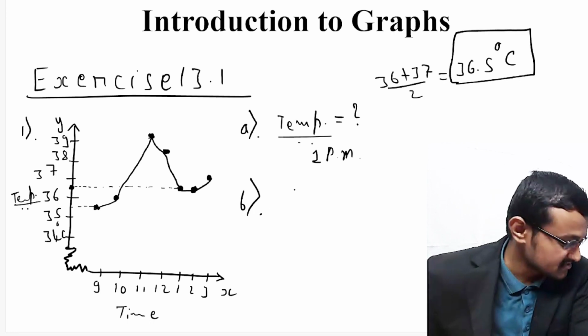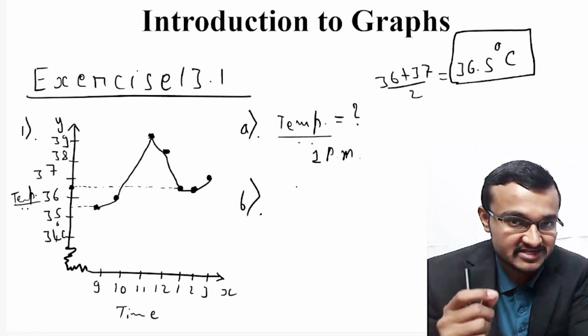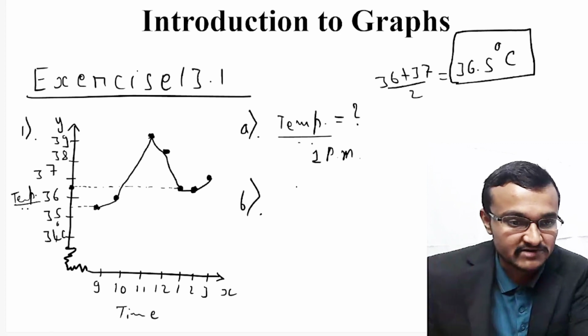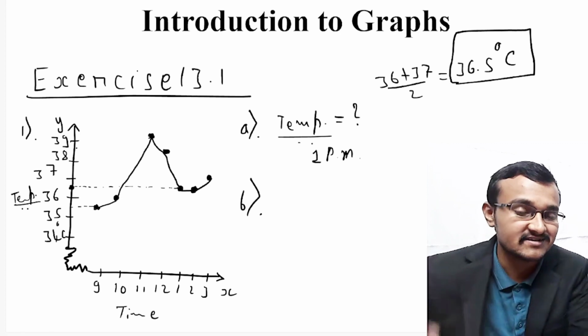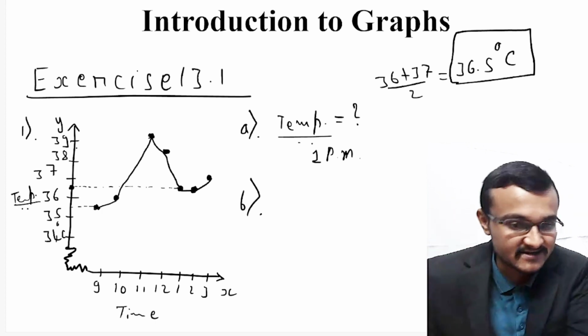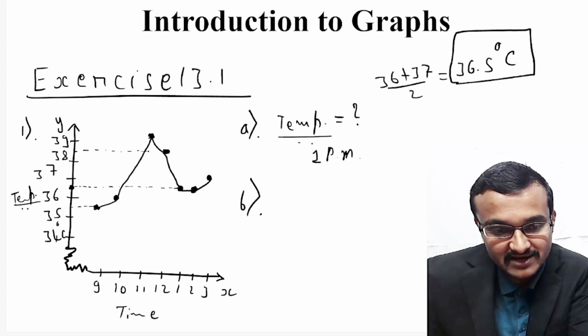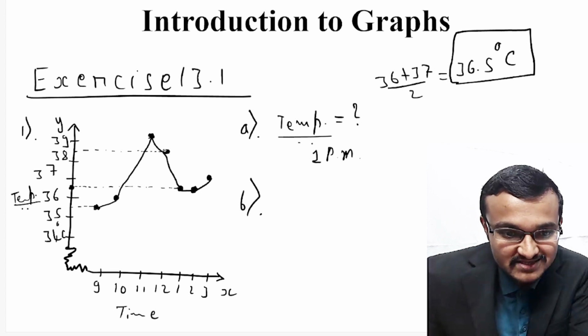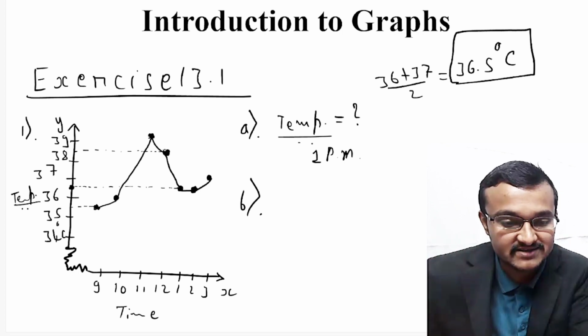Coming to the B question in this first question, they have asked when the temperature of the patient's body was at 38.5 degrees Celsius. You can just draw a perpendicular line from 38.5 degrees. 38.5 means it is in between 38 and 39. That is at this particular position. So you can draw a perpendicular line from this point, and you can see this particular point is actually matching with that 38.5 degrees Celsius.